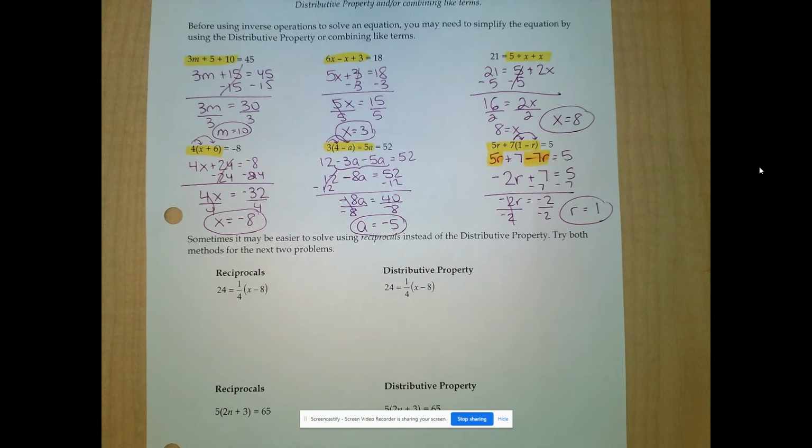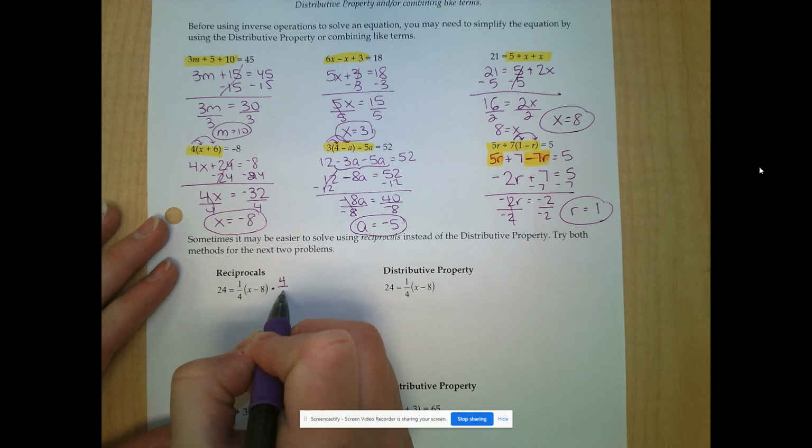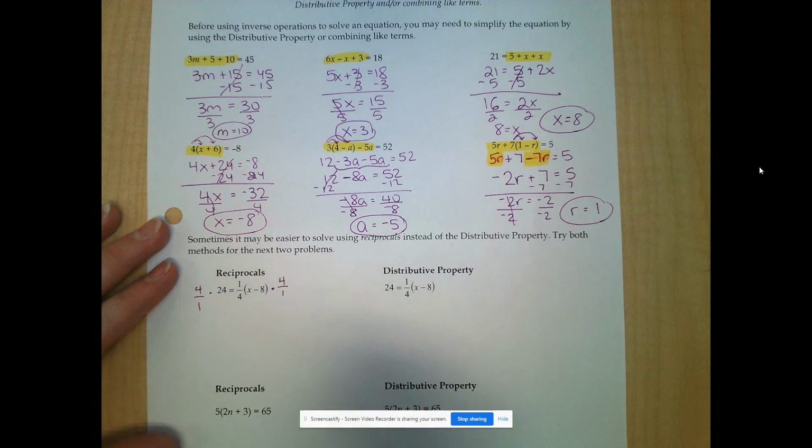All right, so sometimes it may be easier to solve using reciprocals instead of the distributive property. And here's where I was going with this. Instead of distributing that fraction, which is going to take a little bit, I might multiply both of them by the reciprocal of the 1/4. So I might say times 4 over 1, times 4 over 1.